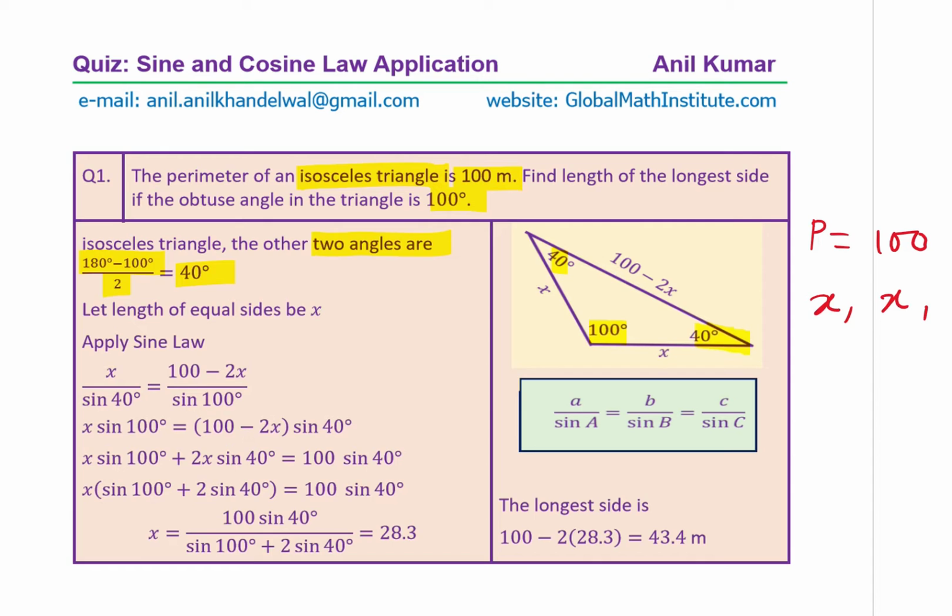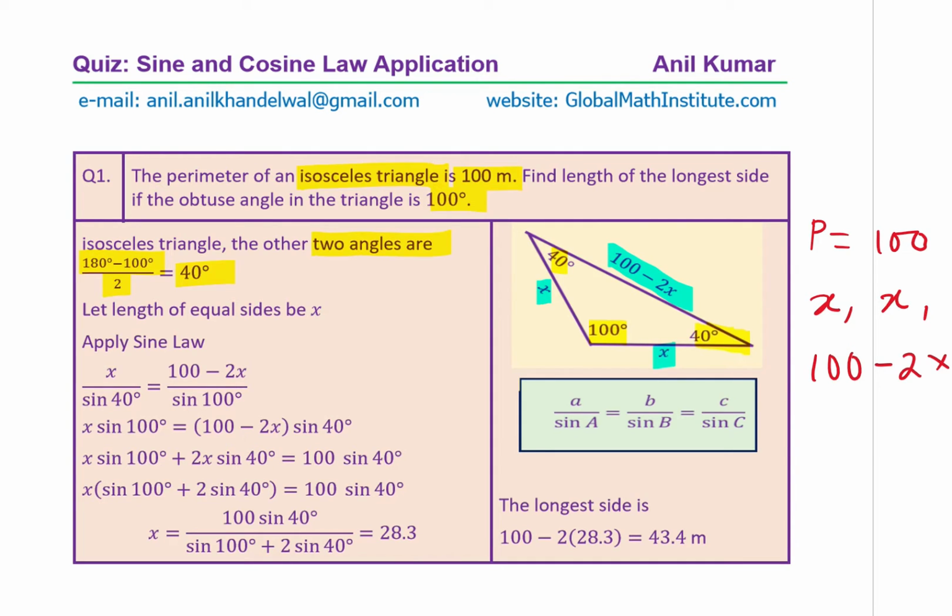So the third side will be what? Well, the third side will be 100 minus 2x, right? So when you add them all, you get your perimeter, which is 100. And that is how we get these dimensions x, x, and 100 minus 2x.